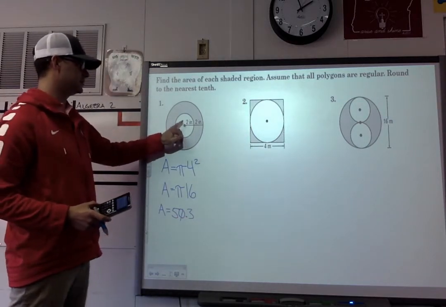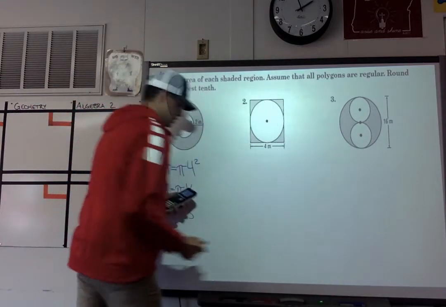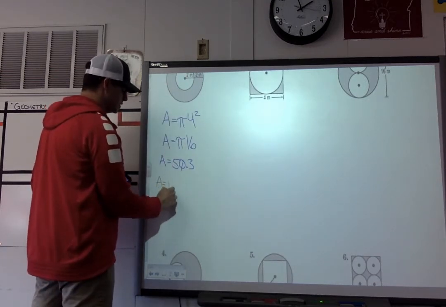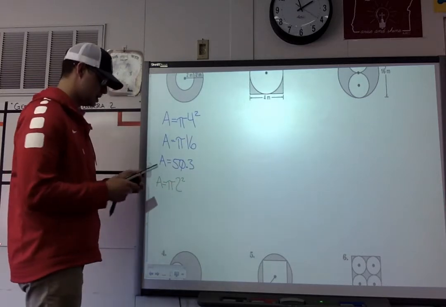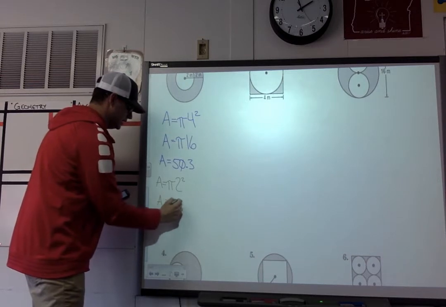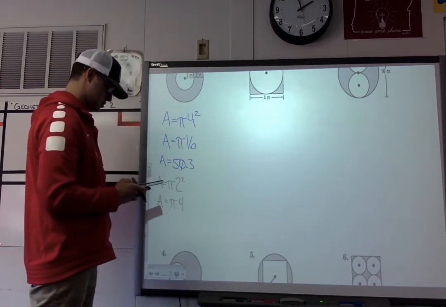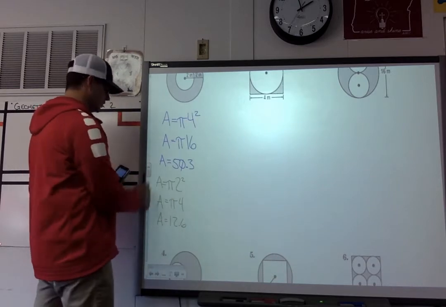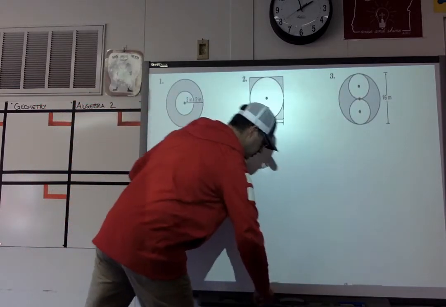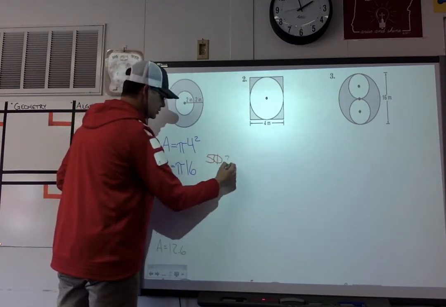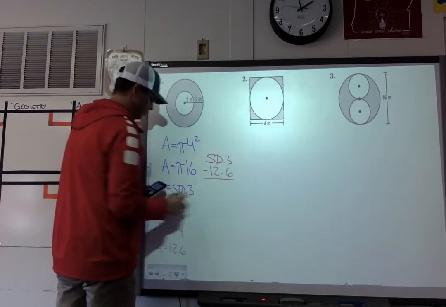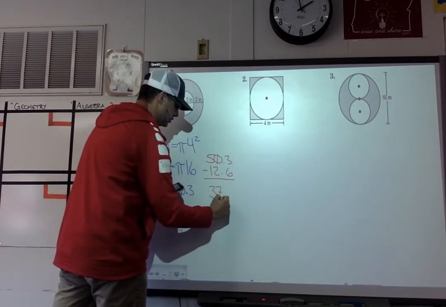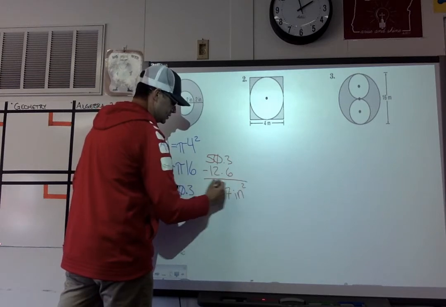Then we need to find the area of the smaller circle and subtract that. The smaller circle has a radius of 2 inches. So pi times 2 squared, which in this case would be pi times 4, gives us 12.6. Now we take the area of the entire circle, which was 50.3, and subtract the unshaded region of 12.6. That gives us an area of 37.7 inches squared.